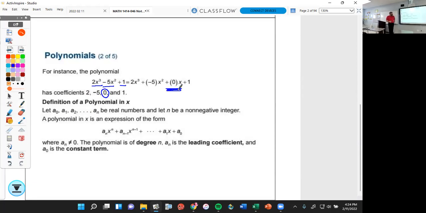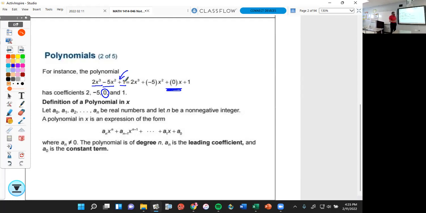So if we just had 2x cubed minus 5x squared plus 1, you'll notice that there's a term possibly missing there. I have a third degree term. I have a second degree term. I don't have a first degree term. I don't have that x term. And then, of course, I have my constant.